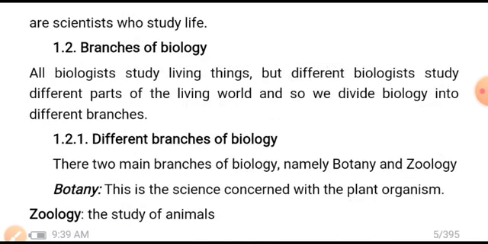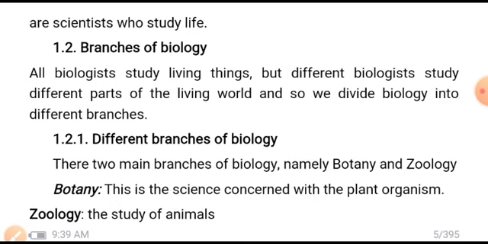So the biologists are the scientists who study life. Those who undertake biology are called scientists, and are called biologists. The biologists are the scientists who study what? Life. So, branches of biology. What are the branches of biology? Biology has different branches. All biologists study living things, but different biologists study different parts of the living world. And so we divide biology into different branches.